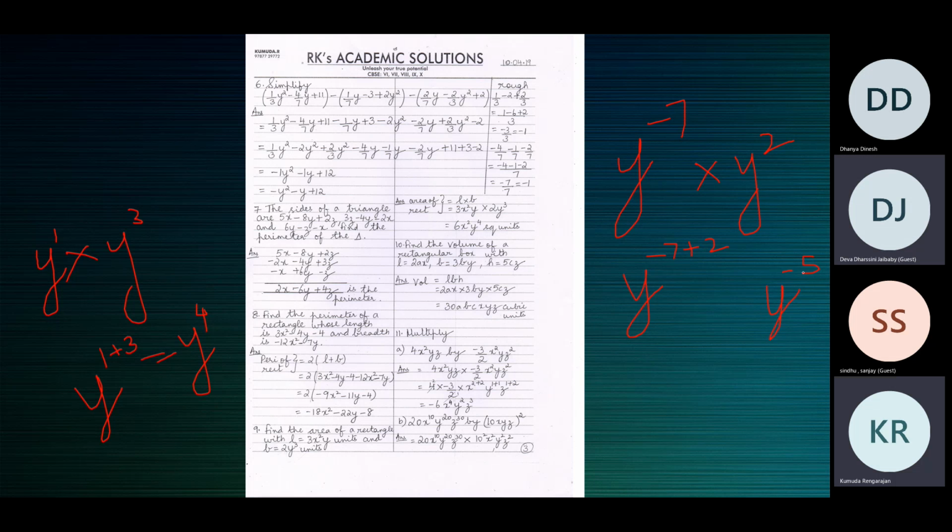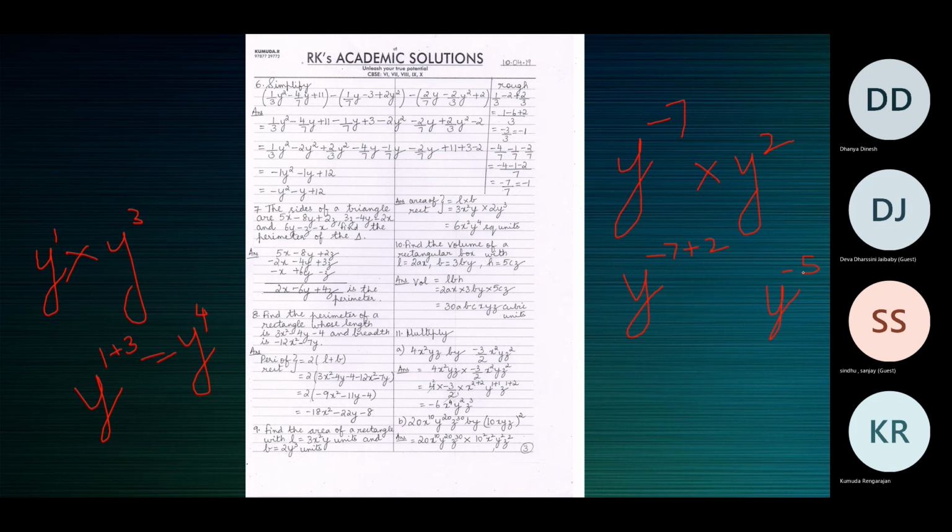Simply add the powers. When it's multiplication and the bases are the same, add the powers. The answer is y to the power minus 5.